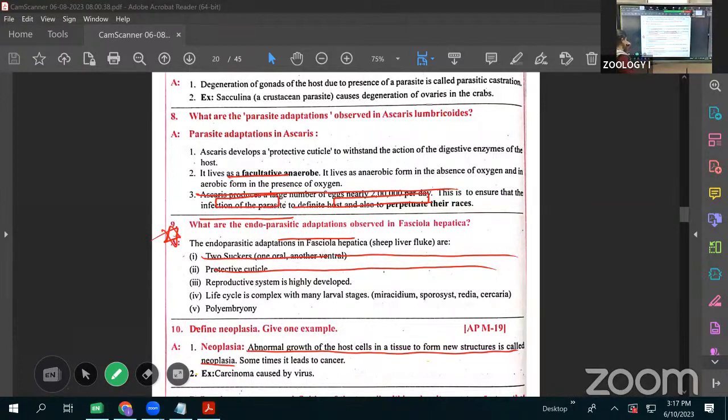Meaning the parasite is present. At this time, what will happen? Inside the organism, the tissue grows more and forms new structures, which we call neoplasia. Sometimes it leads to cancer. Where the parasite is present, cell division is more, and they form new structures that we call neoplasia. It leads to cancers also. For example, carcinomas caused by a virus.